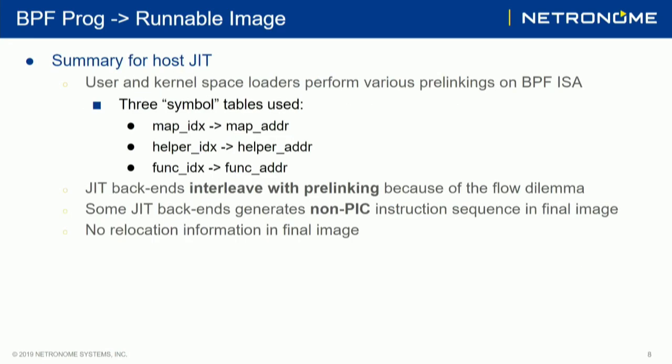To summarize for the host JIT, mostly it's the user space and kernel space loaders that perform various pre-linkings based on the BPF ISA. Mostly the pre-linking uses three simple tables. The first is a map address table, the second is a helper address table, and the third is a function address table. The JIT backends interleave with pre-linking because of the flow diagram mentioned. And some JIT backends generate long position-independent code sequences, because of using the BLR instruction, et cetera.